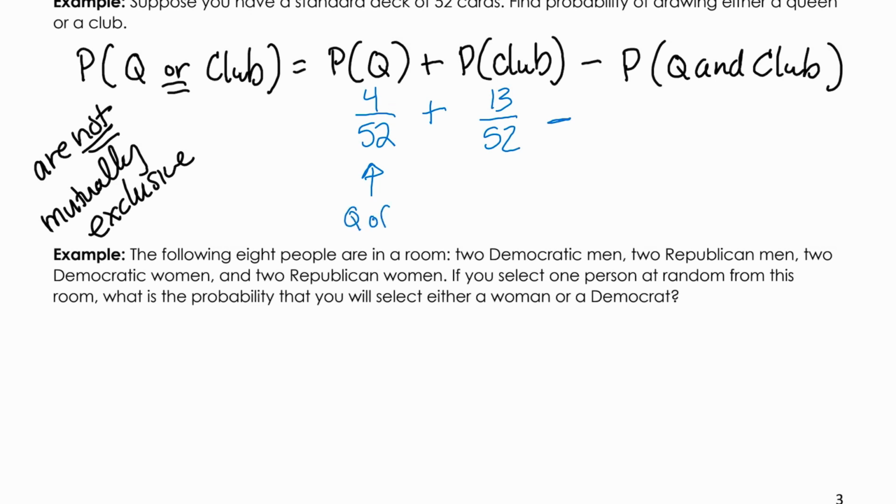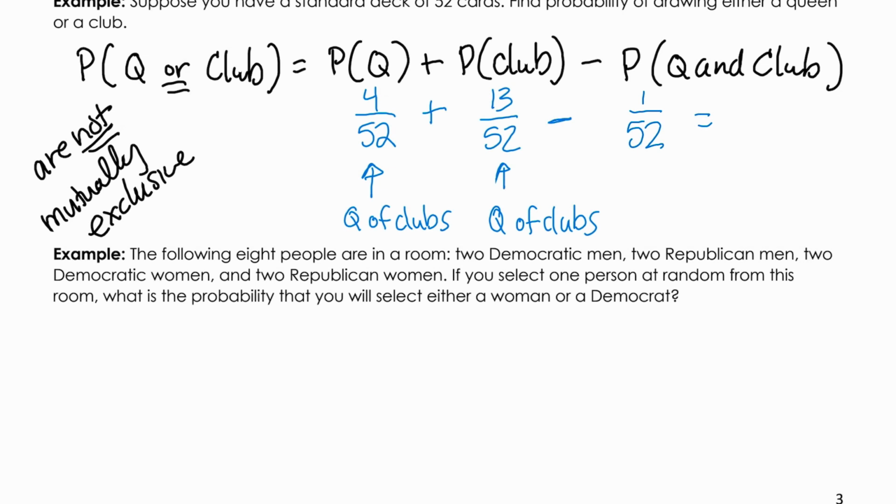However, when I calculated this probability, that includes the Queen of Clubs. I also counted the Queen of Clubs in the probability of selecting a club. The Queen is one of those 13 cards. So I just counted the Queen of Clubs twice. This is what we're talking about, overlap. I don't want to count the Queen of Clubs twice, so I want to subtract off the chance of getting the Queen of Clubs, which would be 1 out of 52.